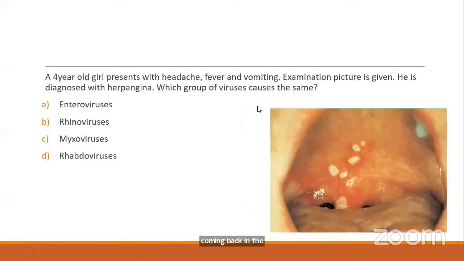So this is another question which I have discussed some part in yesterday's session. This is a patient or child who is presenting with headache, fever, and vomiting, and it was diagnosed to be herpangina. Yes, it is actually the enteroviruses which are responsible for this particular condition. Enterovirus will cause these kinds of lesions in the soft palate.